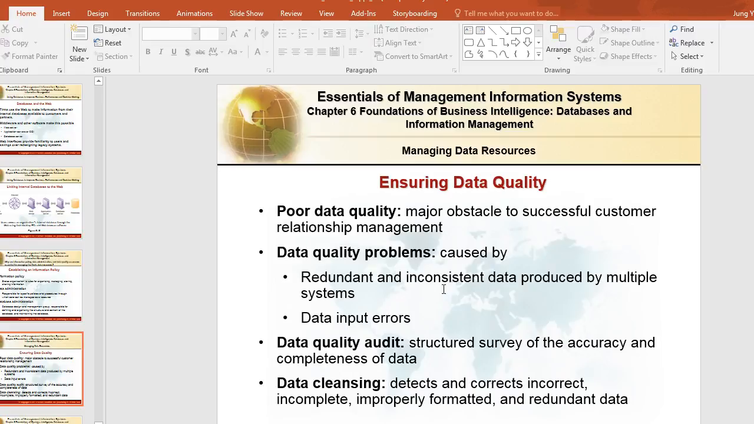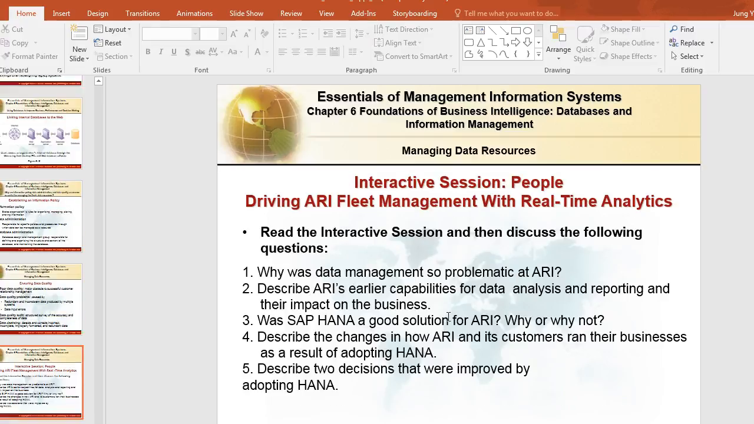Ensuring data quality. In this case, inconsistencies and redundancies will be caught by this technique, by maintaining quality guidelines. And we need to have an activity of auditing for data consistency, data integrity, etc. And data cleansing is an activity of detecting or correcting incorrect data, incomplete data, and improperly formatted data.